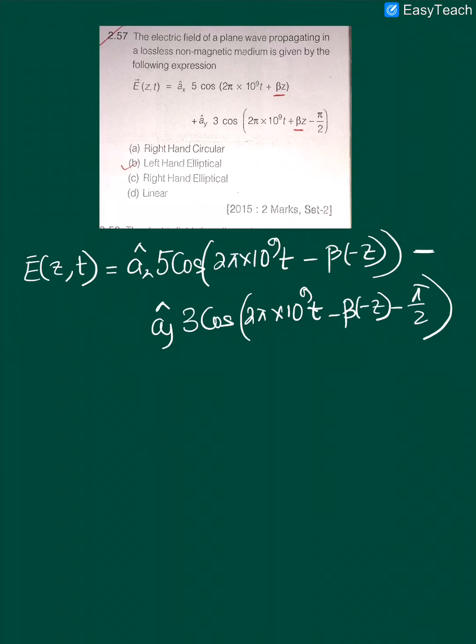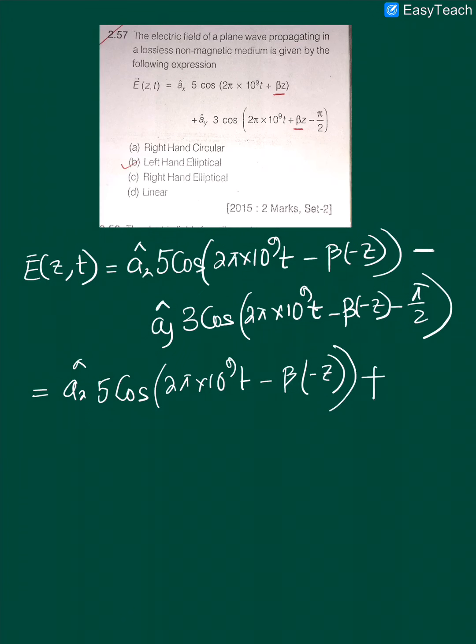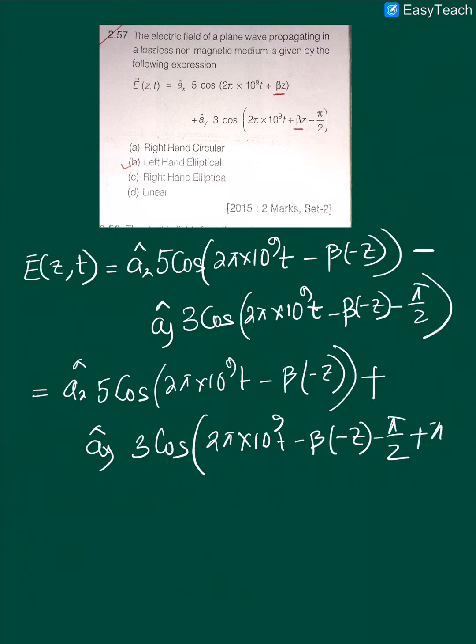In this case, what you have to do is rewrite this particular equation: ax 5 cos 2 pi into 10 to the power 9 t minus beta of minus z. Okay, and then you have to write plus ay 3 cos 2 pi into 10 to the power 9 t minus beta of minus z minus pi by 2 plus pi. Okay, then you can take the same steps to calculate the state of polarization.